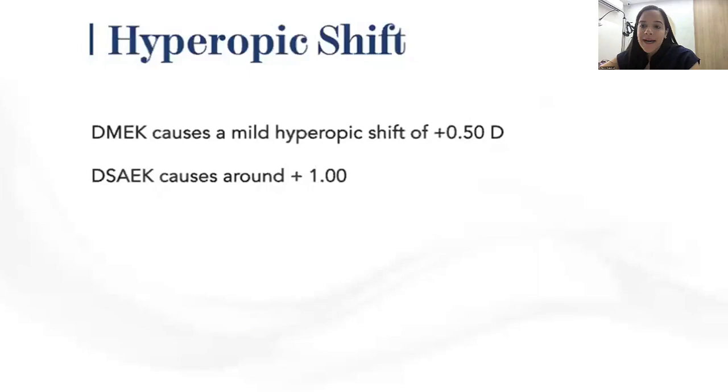Something very important to keep in mind is the hyperopic shift. Multiple studies have shown that DMEK can cause a mild hyperopic shift of 0.5, while DSAEK can cause a hyperopic shift of around 1 due to the shape of the donor tissue. So if you are going to do a patient with cataract and a transplant, you have to choose a more negative lens so you can compensate for the hyperopic shift.